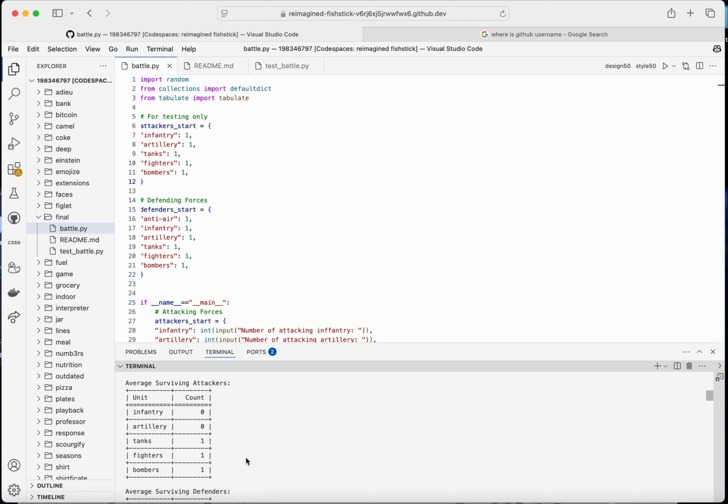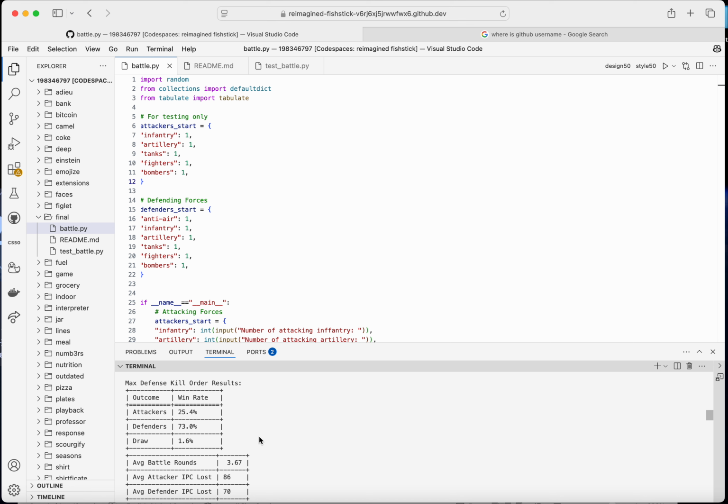So whenever the attackers won in this battle, on average they had 1 tank, 1 fighter, and 1 bomber remaining. And for the defenders, whenever they won, on average they had 1 tank, 2 fighters, and 1 bomber. And that's basically what this code is designed to do. The only difference with these next options you'll see is going to be how those units are removed.